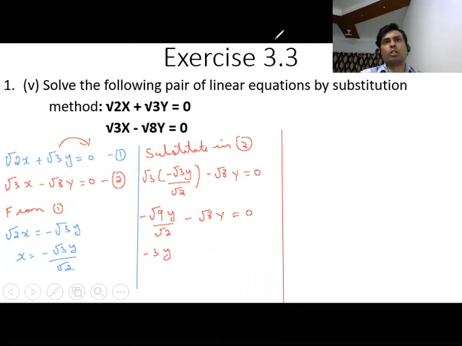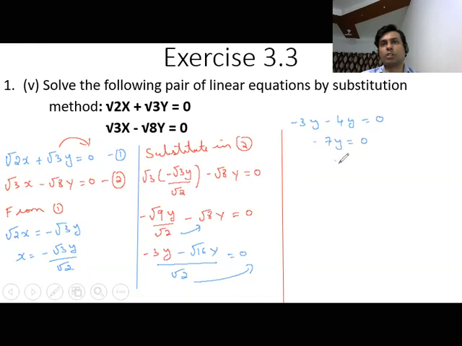Take root 2 on top, the LCM. If I take the LCM, I will get minus 3y minus root 2 into root 8, root 16y, divided by root 2 is equal to 0. Now root 2 can go on the other side. Root 2 into 0 will become 0. So I'm left with minus 3y minus 4y. Root of 16 is 4. So minus 7y is equal to 0, or y is equal to 0. If you bring 7 down, 0 by 7 is 0. So y is equal to 0.